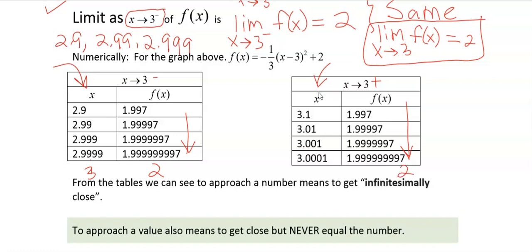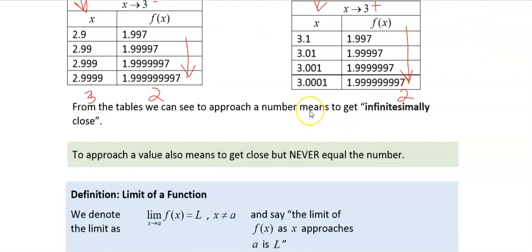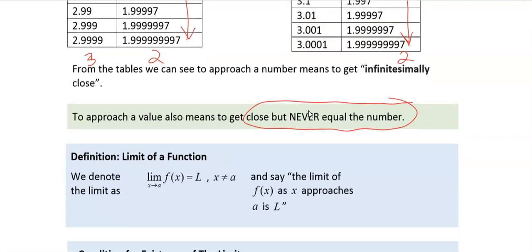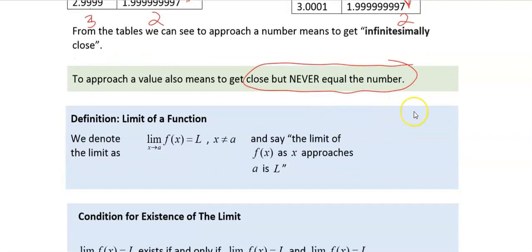All right. Remember that limits mean you're approaching a certain number from the left and from the right, but you never actually get to that number. In fact, that point may not even exist. That could be a removable discontinuity or some other type of discontinuity, but you can still have the limit from the left and the limit from the right. Okay, so you get closer to the number, but never equal the number. So that's what we mean here by the definition of a limit.